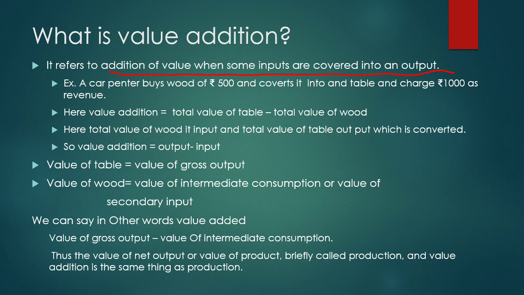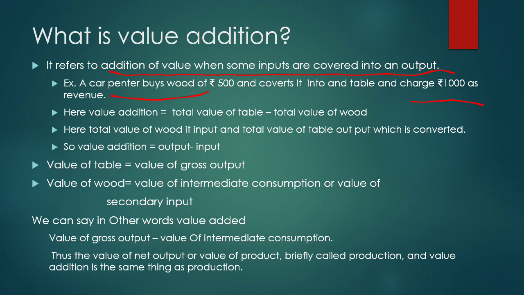Okay, so a carpenter buys wood for 500 rupees and converts it into a table. The carpenter can charge 1000 rupees as revenue. So here there is a value added of 500 rupees in the form of the table.